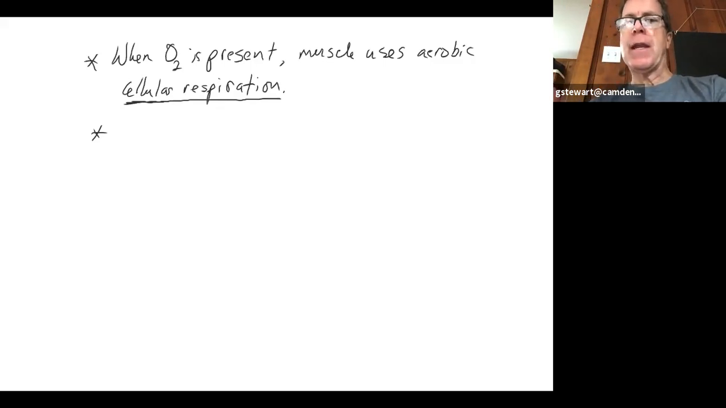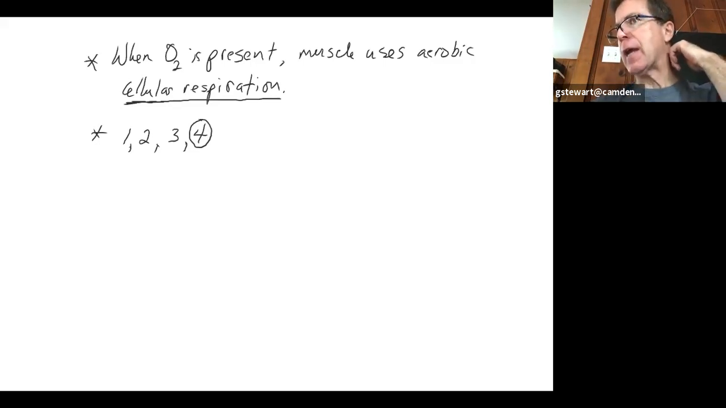So when we first start any activity, we use step 1, stored ATP, then our muscle cells quickly go to step 2, direct phosphorylation. Then we do some glycolysis, but usually all of us, when we start any sort of activity, we breathe in and out, breathe in and out. So we're getting oxygen into our system. Our muscles quickly go to step 4 to do any sort of sustained activity.